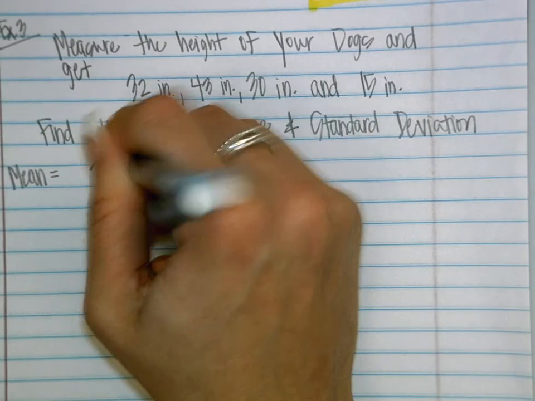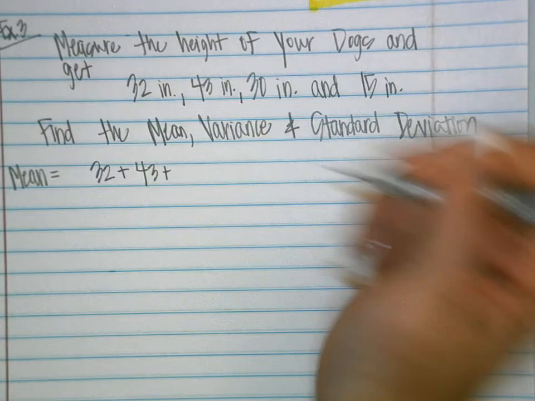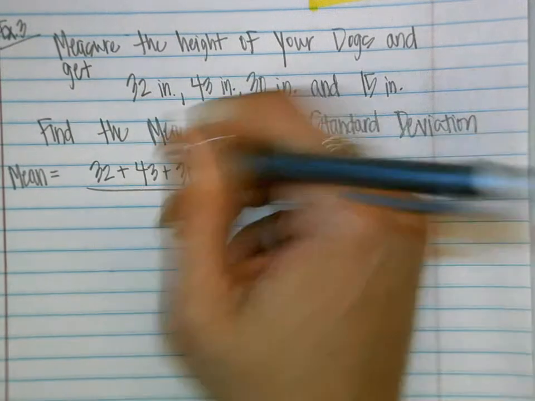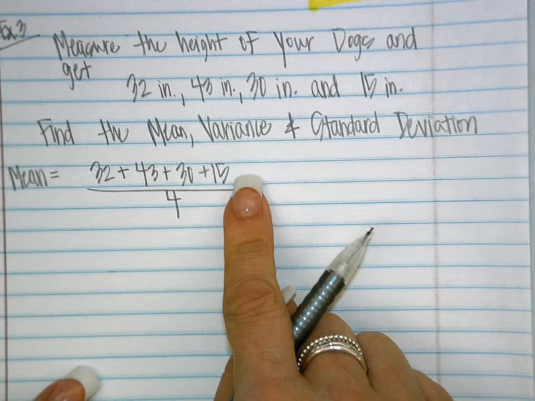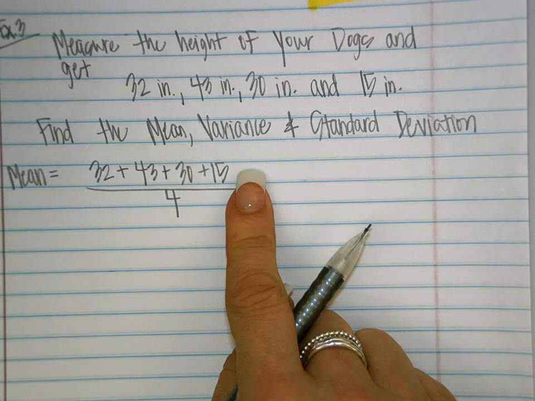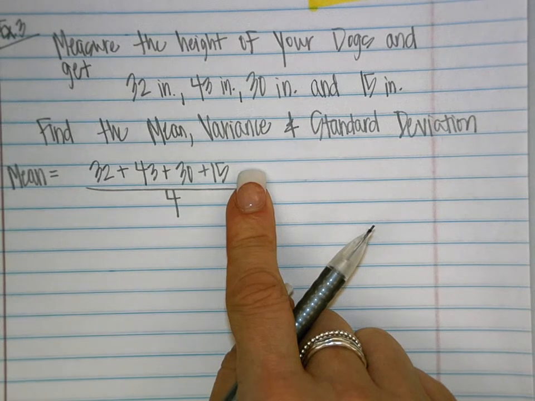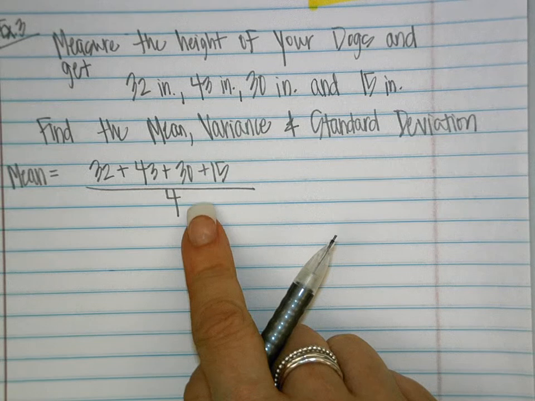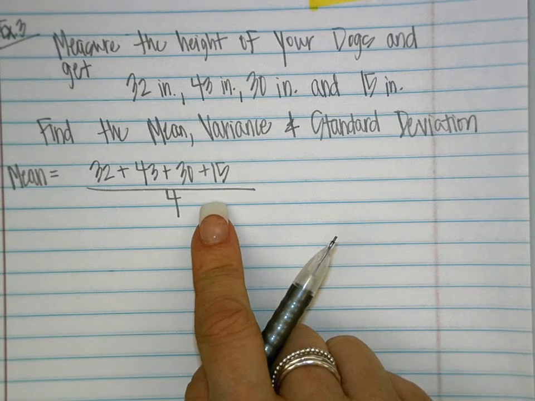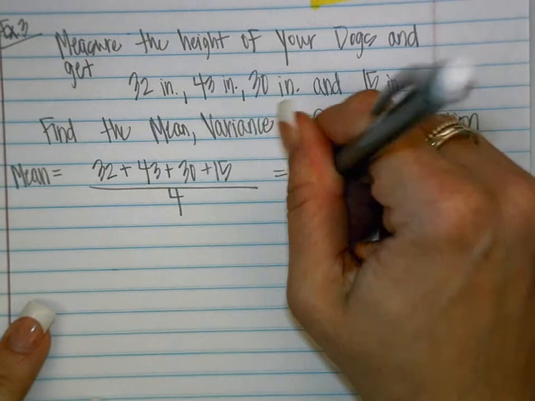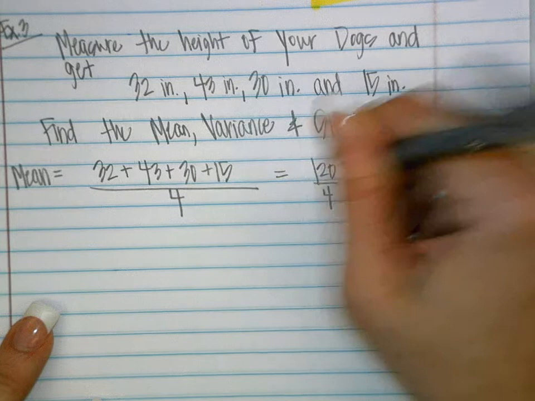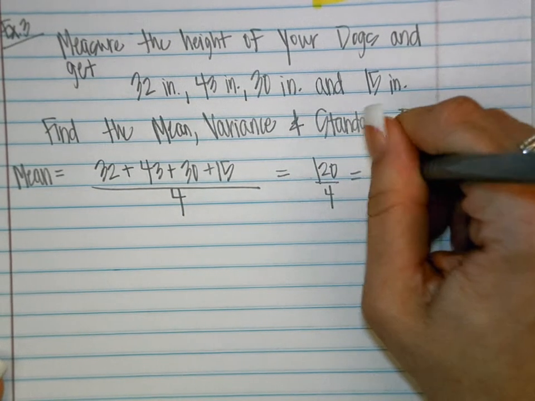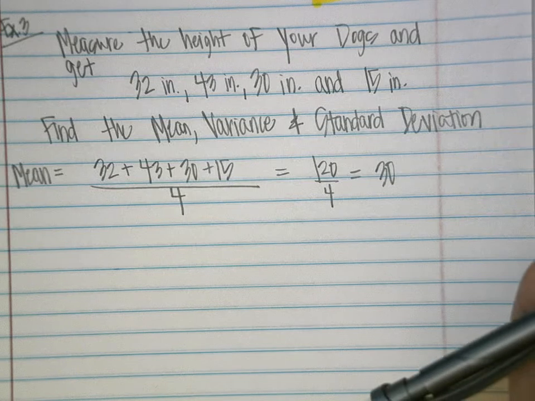So, 32, 43, 30, and 15. And what are you going to divide by? 4. Even if one of your data points is 0, you count that. If you had added a 0 in here, you'd be dividing by 5. So just keep that in mind. If you add all that together, we get 120 divided by 4, so the mean, or the average height of these dogs, is 30.